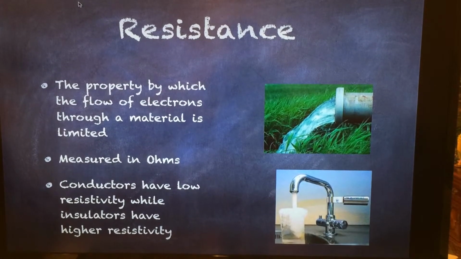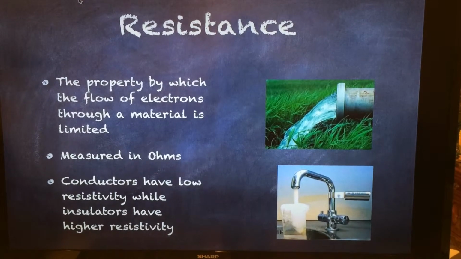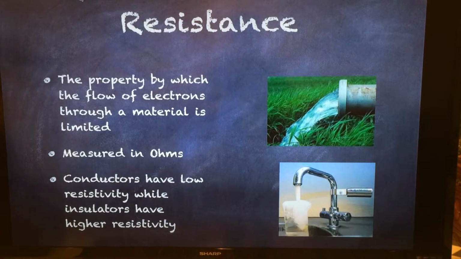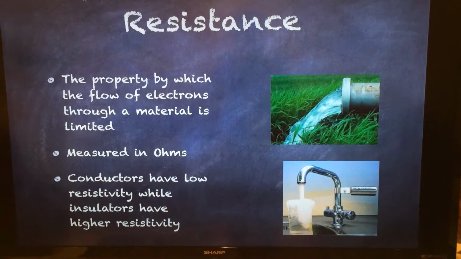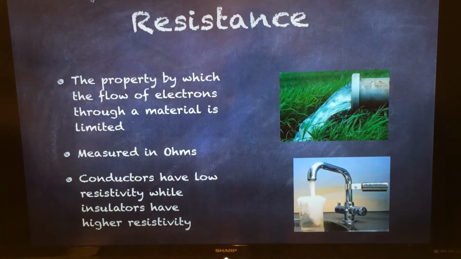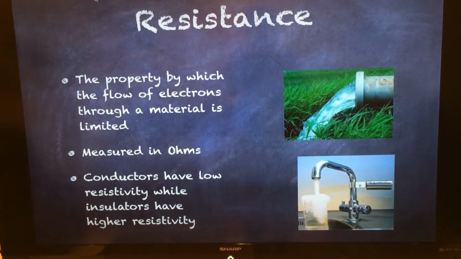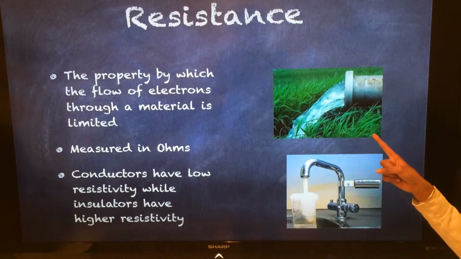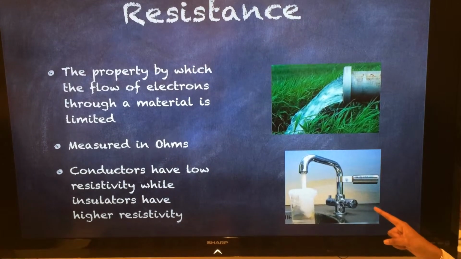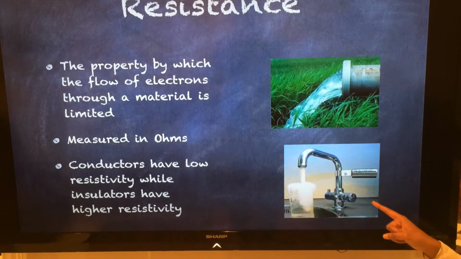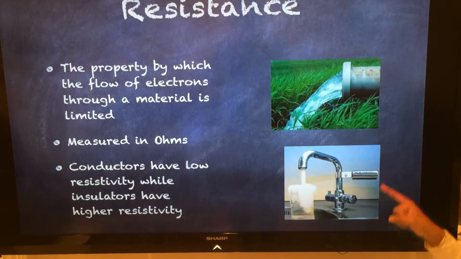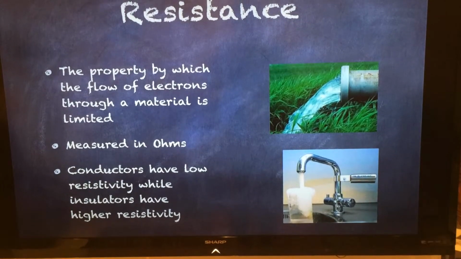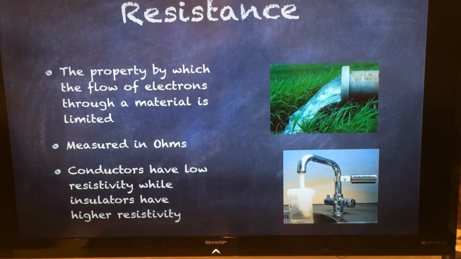Next, we have resistance. Resistance is the property by which the flow of electrons through a material is limited. Resistance, therefore, decreases the amount of current that comes through a wire. In our example with the water, the resistance would be the size of the pipe. Obviously, if we have a larger pipe, more water can flow, but if we have a smaller pipe, such as the tap seen here, less water will be able to flow. And these pipes have different amounts of resistance to the amount of water that can flow. Resistance is measured in ohms.